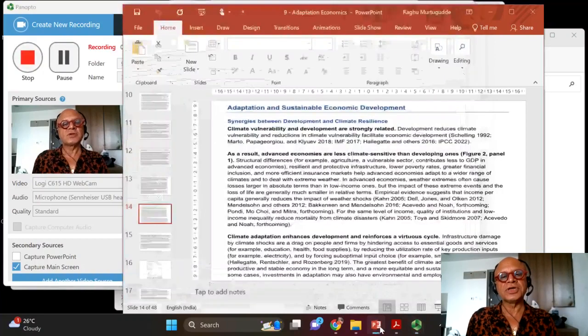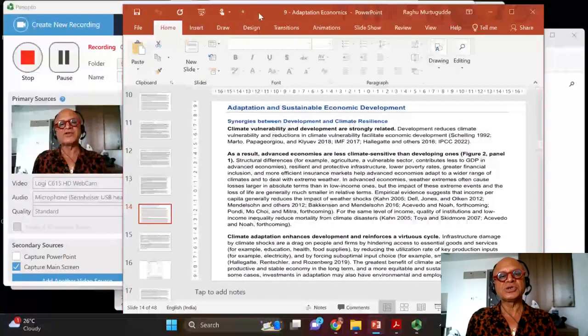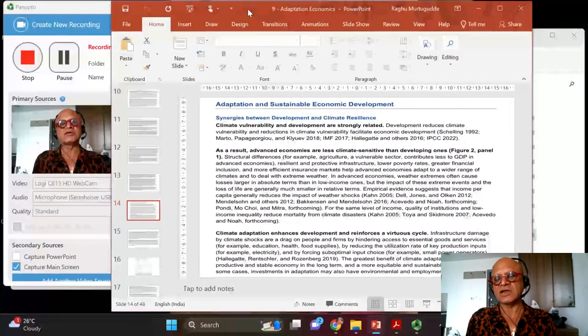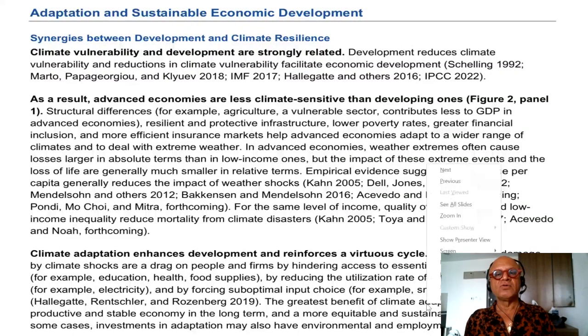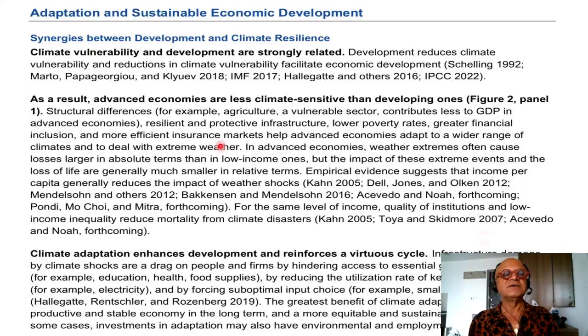So this is about economic principles for integrating adaptation into fiscal policies, and fiscal policies are all about economic development. So we have to worry about adaptation and sustainable economic development. We will read off a few things from the IMF staff notes here. Synergies between development and climate resilience.